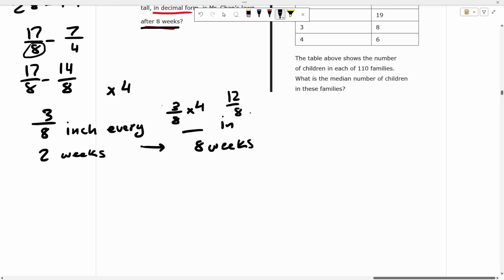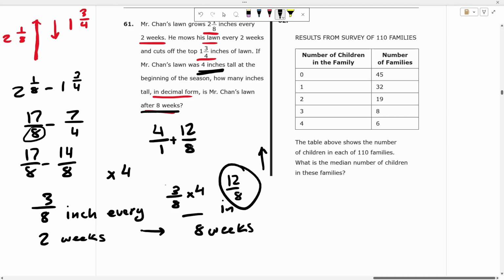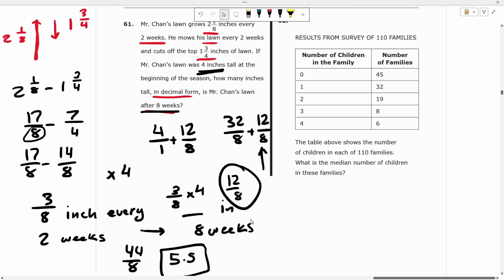So in those 8 weeks, his lawn grew 12 over 8 inches, right? That's how much it went up by. And we add that to the 4 inches of lawn that were already there. So at the beginning of the season, his lawn was already 4 inches tall. So all you have to do is 4 over 1 plus 12 over 8, or in this case, 32 over 8 plus 12 over 8. You get 44 over 8 or 5.5 inches. Okay? It's as easy as that. Just follow the problem.